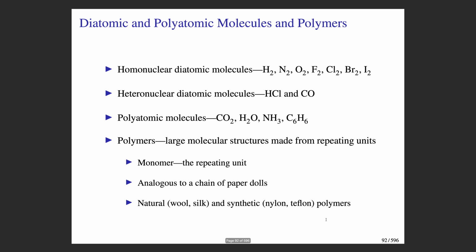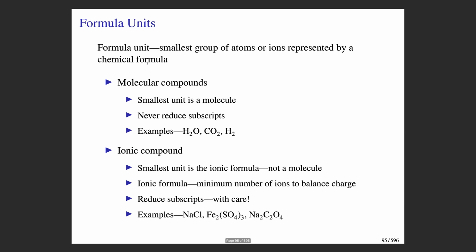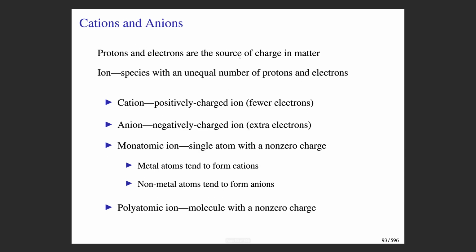So on the next slide here, we're going to start talking about ionic compounds. Ionic compounds involve cations and anions. Protons and electrons are the source of charge within matter. An ion is a species that has an unequal number of protons and electrons.